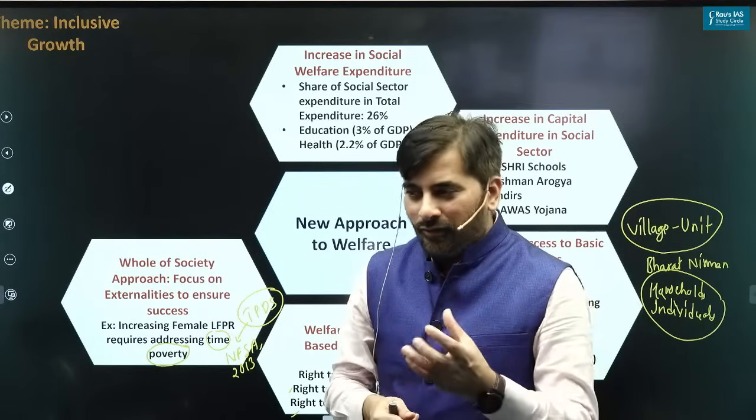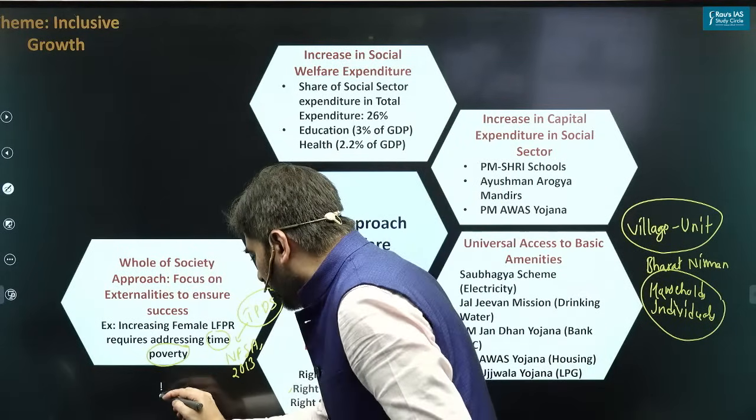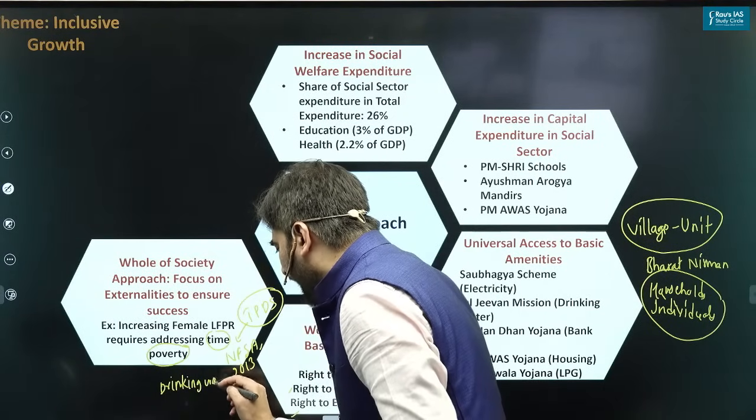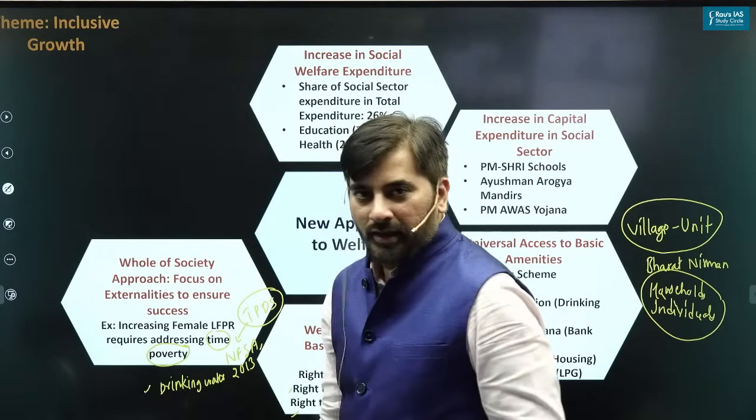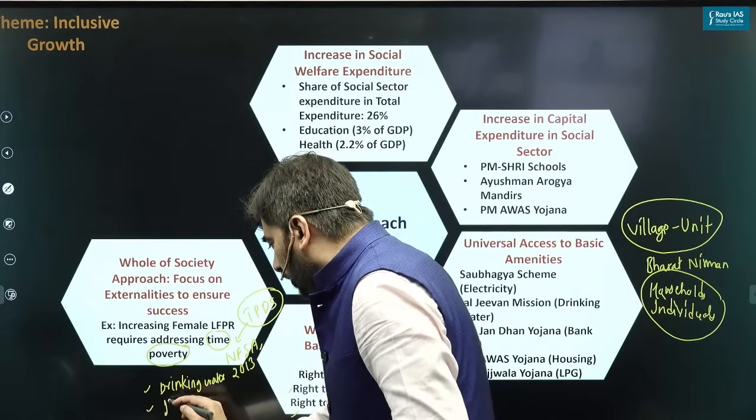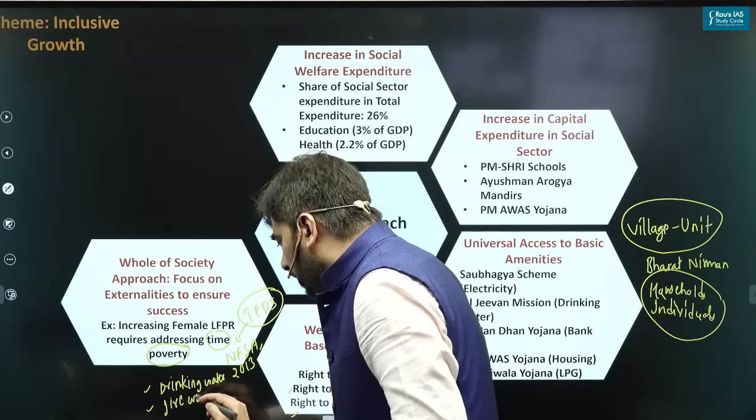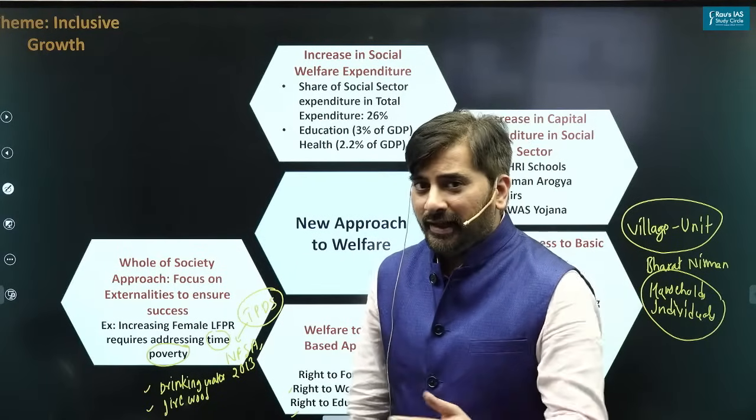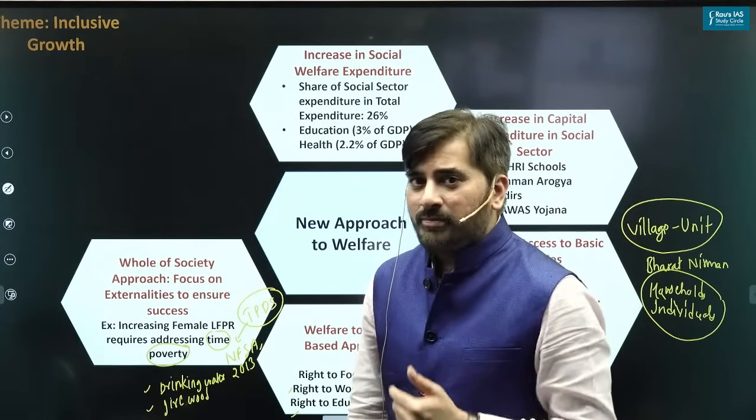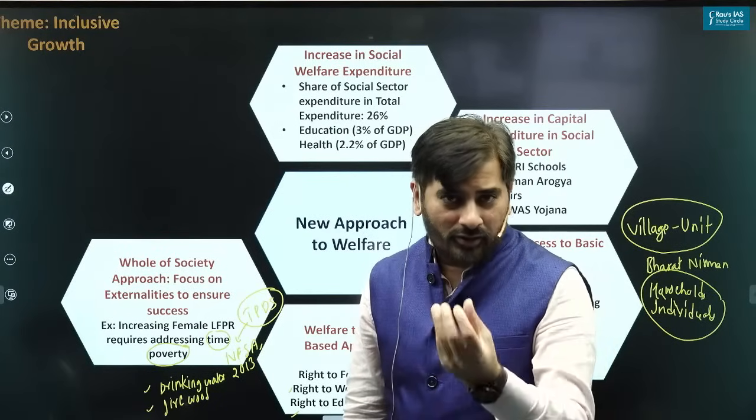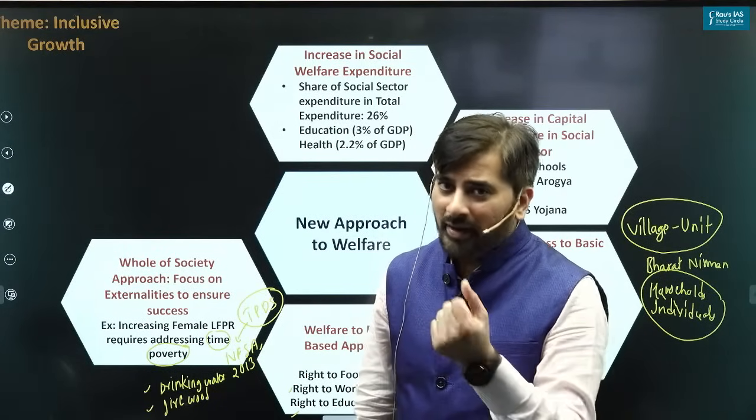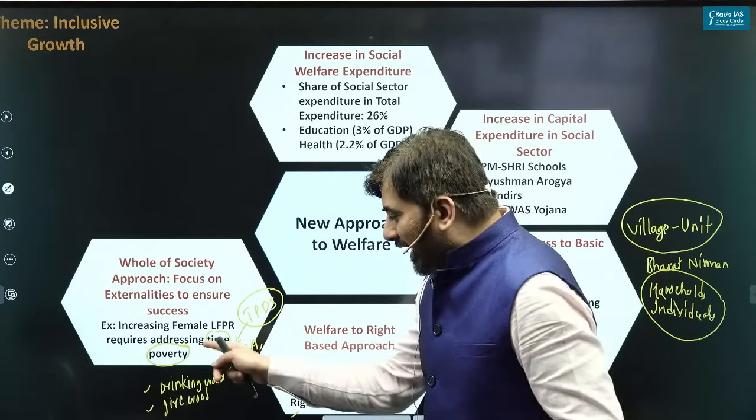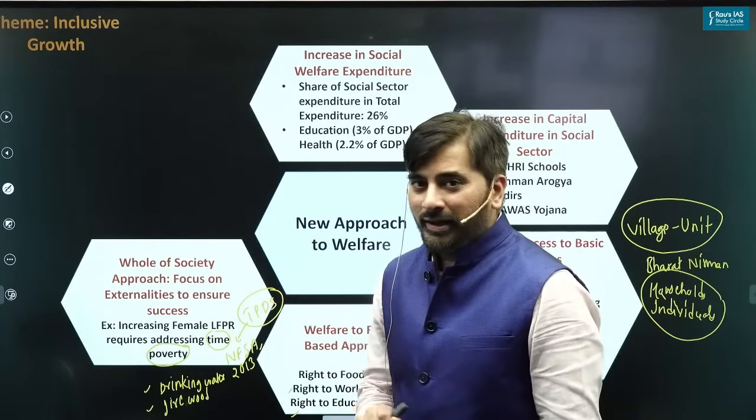Take for instance, women are involved in fetching drinking water because they do not have access to piped water connection to the households. Women are involved in fetching firewood because they do not have cooking gas, that is LPG cylinder. So to improve the female labor force participation rate, obviously we have to create more employment opportunities for the women. But will that alone solve the problem? Obviously not, because we have to address the problem of time poverty.